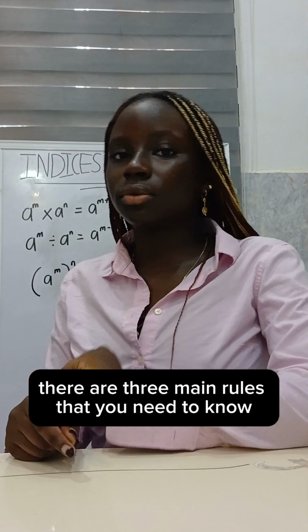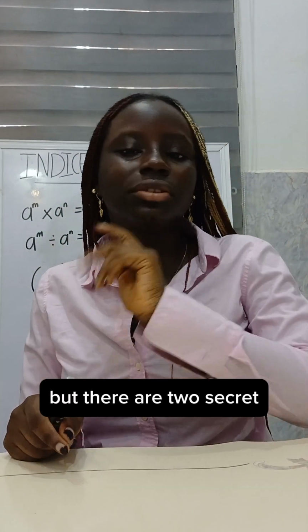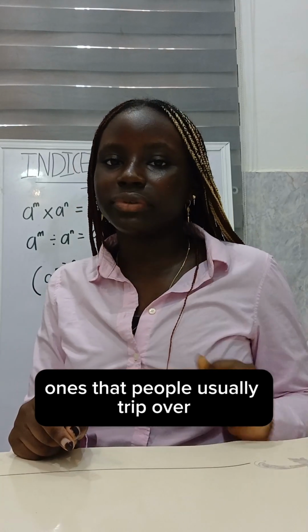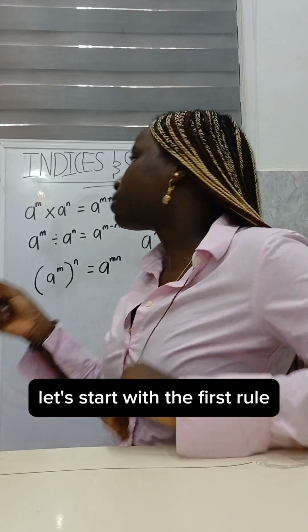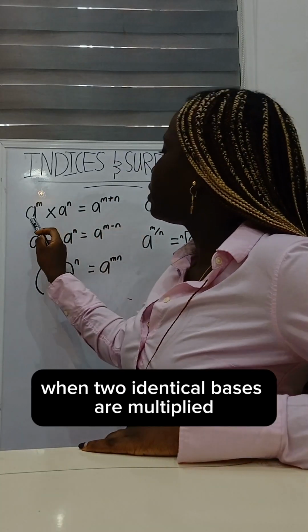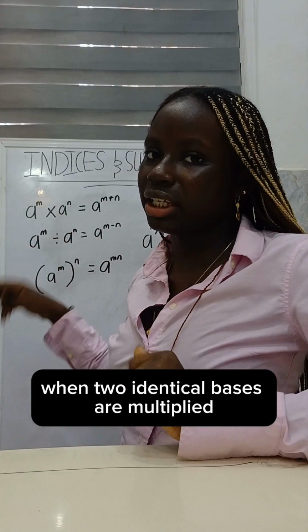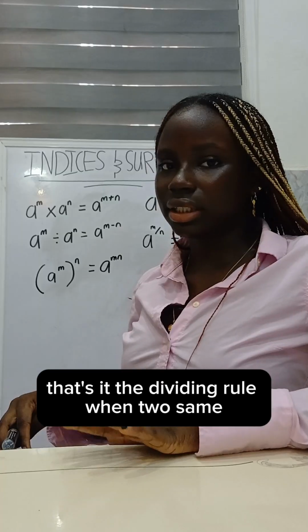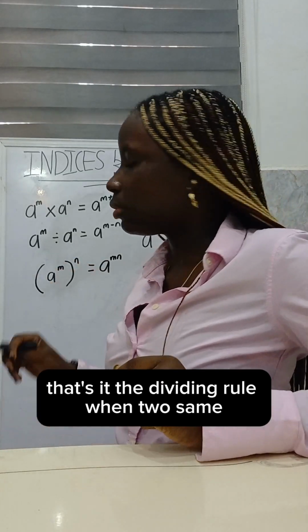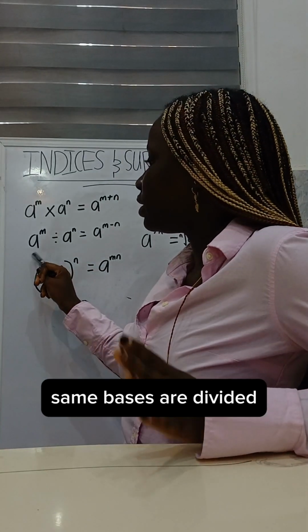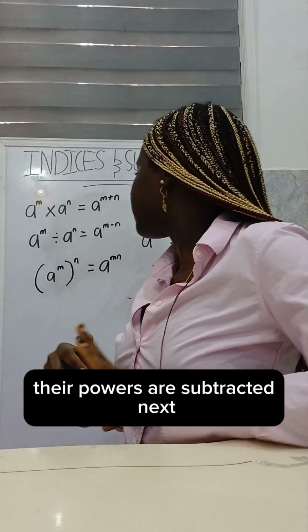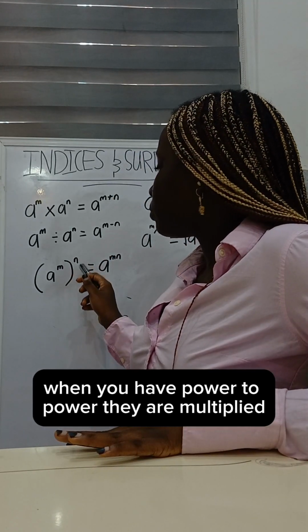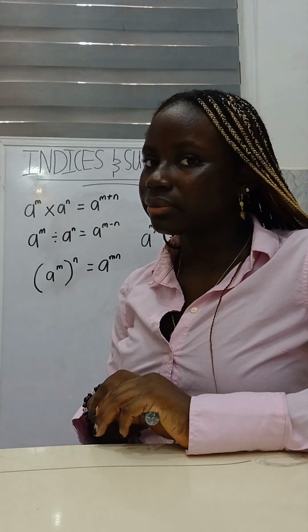Okay, so let's start with indices. There are three main rules that you need to know, but there are two secret ones that people usually trip over and examiners like to test students on. Let's start with the first rule, the multiplying rule. When two identical bases are multiplied, their powers are added together. That's it. The dividing rule. When two same bases are divided, their powers are subtracted. Next, when you have power to power, they are multiplied.